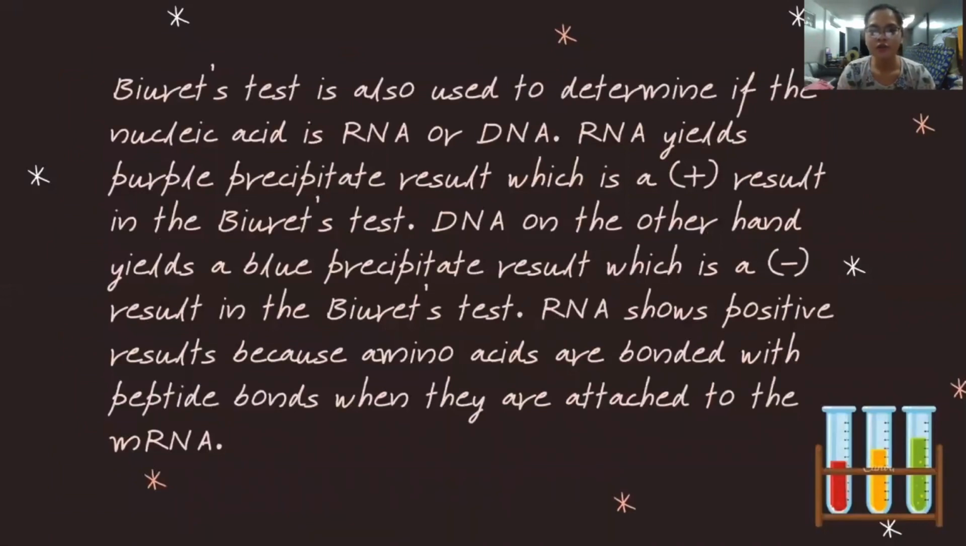Biuret test is also used to determine if the nucleic acid is RNA or DNA. RNA yields a purple precipitate, which is a positive result in the Biuret test. DNA, on the other hand, yields a blue precipitate, which is a negative result in the Biuret test. RNA shows positive results because amino acids are bonded with peptide bonds when they are attached to the mRNA.